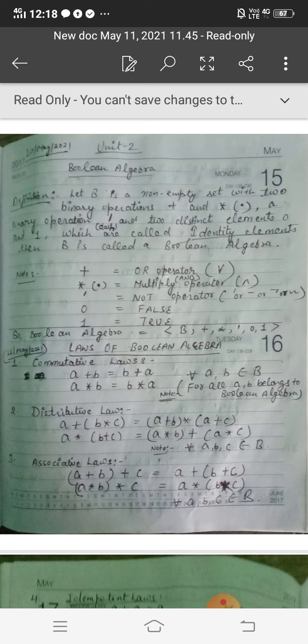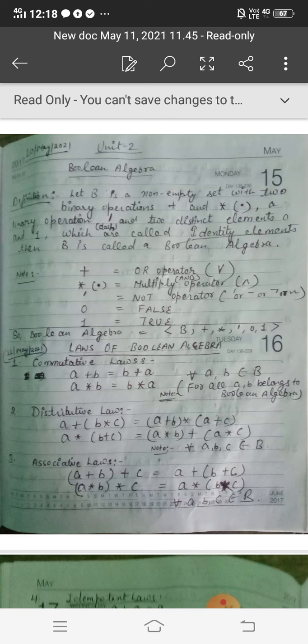The definition of Boolean algebra is: let B be a non-empty set with two binary operations plus and star (called asterisk or dot), a unary operation dash, and two distinct elements 0 and 1 which are called identity elements. Then B is called a Boolean algebra. Note: plus is equal to the OR operator which we used in propositions. Star or dot means asterisk, equal to multiply, that is the AND operator, which means the conjunction operation. Dash is equal to the NOT operator. We can use various symbols for dash: bar, not, or any other not symbol.